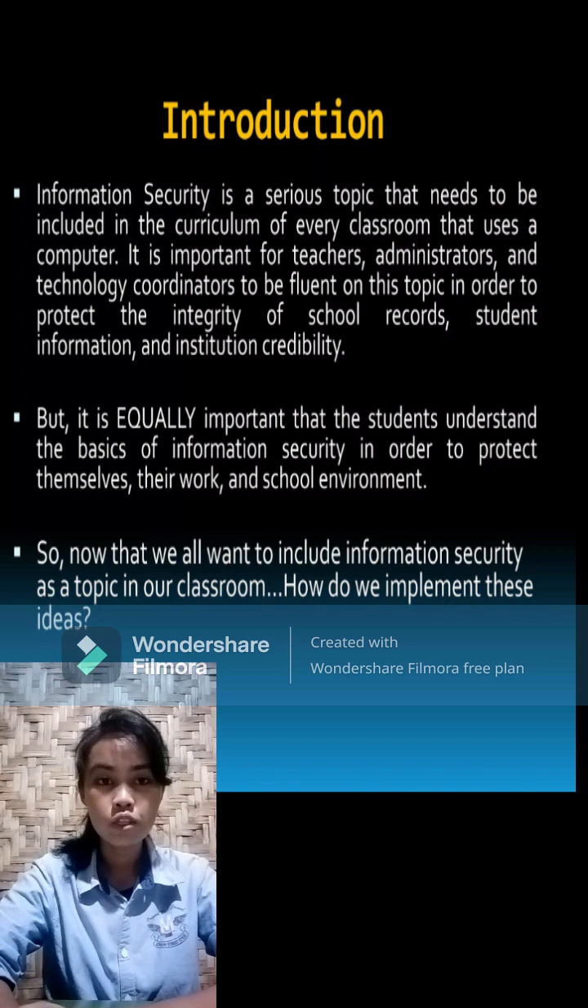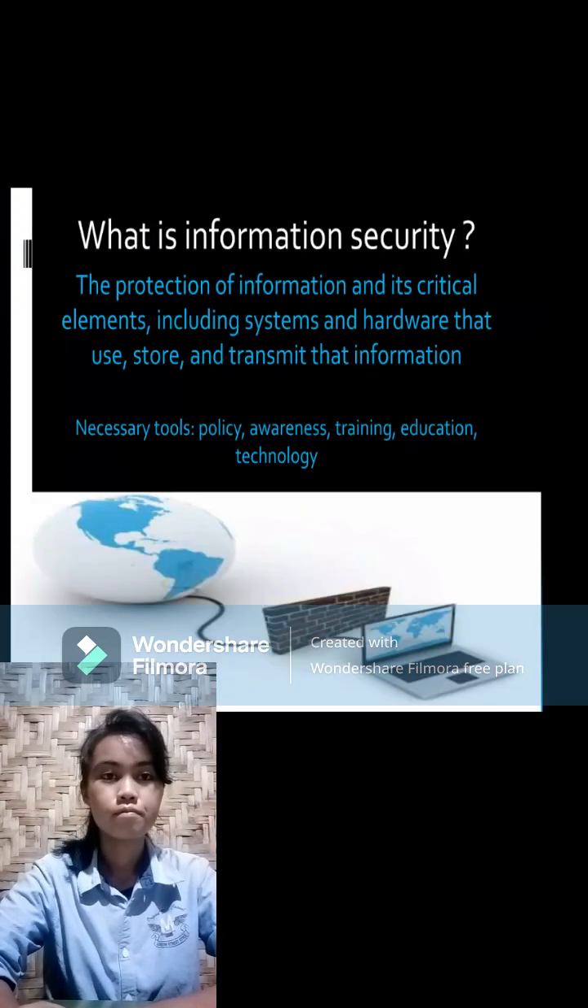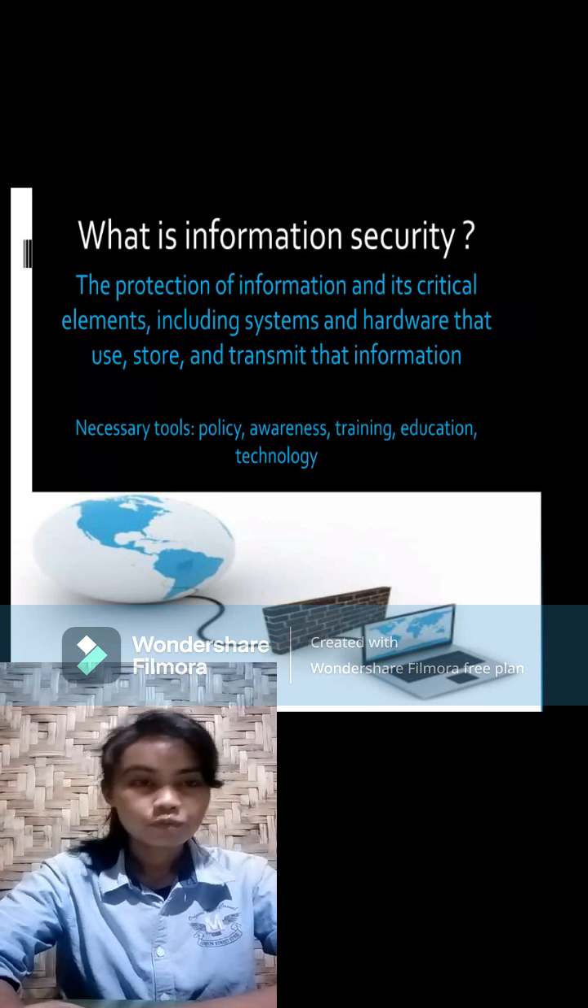So now that we all want to include information security as a topic in our classroom, how do we implement these ideas? What is information security? Information security is to protect the information and its critical elements, including systems and hardware that use, store, and transmit that information. The necessary tools are policy, awareness, training, education, and technology.